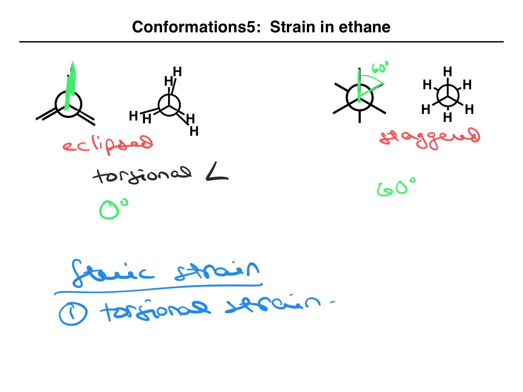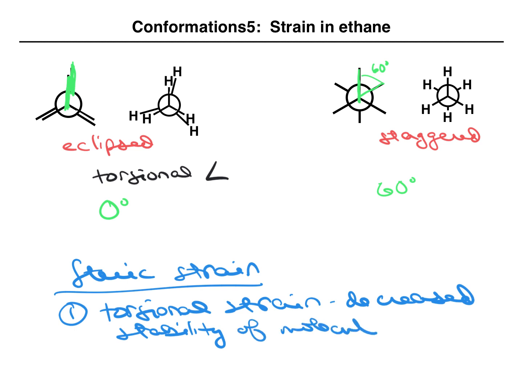So this is the decreased stability of a molecule when the bonds are not staggered. So in this staggered conformation, the torsional angle is 60 degrees. There is no torsional strain. In an eclipsed conformation, where the torsional angle is 0, this is where we're going to have the maximum amount of torsional strain. And we have this strain because remember what this line represents.